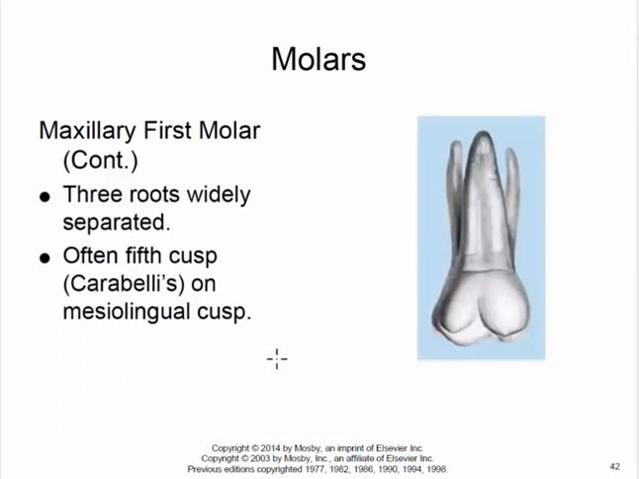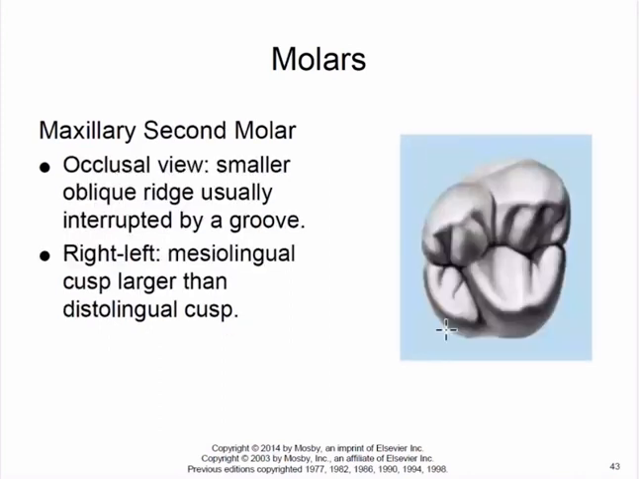Maxillary first molar, we have the Carabelli cusp on the mesiolingual side, and it is a characteristic of the first molar, and it helps you with right or left. Now the second molar, mostly you will see a smaller oblique ridge, and you'll know about the mesiolingual cusp, which is larger, the largest cusp. Here you can know right from left. Mostly it doesn't have a Carabelli. Sometimes it does have the supplemental fifth cusp.